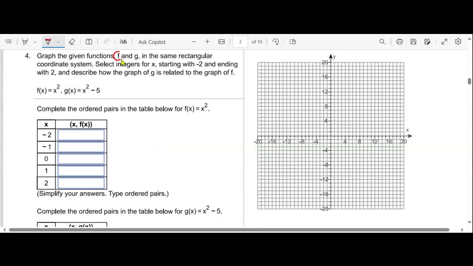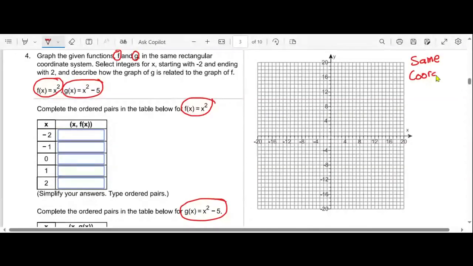So how many equations do we have? 2. One is called f and the other one is called g of x. So he's giving you 2 functions and he's asking you to graph both of them on the same coordinate system. Now he's giving you the numbers, so that's very easy. So let's start with the first function: f of x equals x squared. And the second function is g of x equals x squared minus 5.